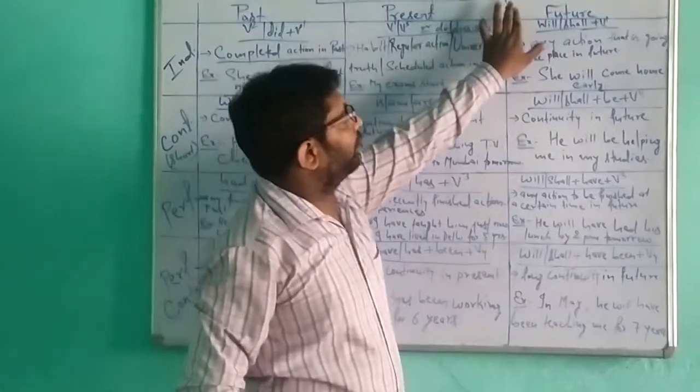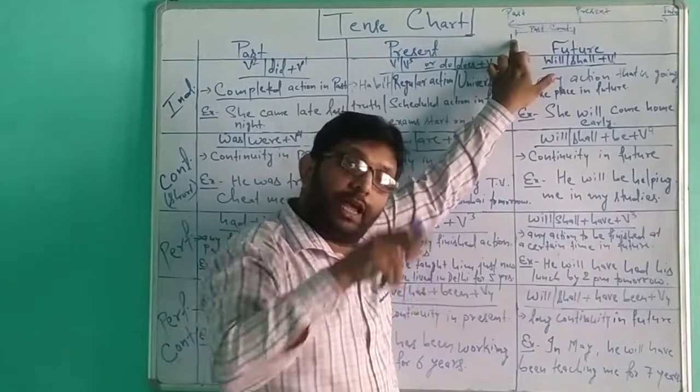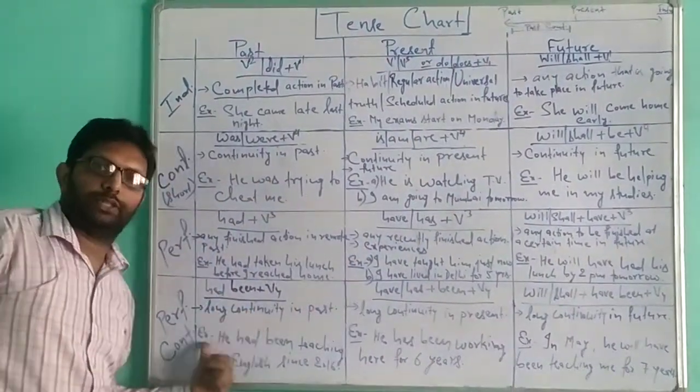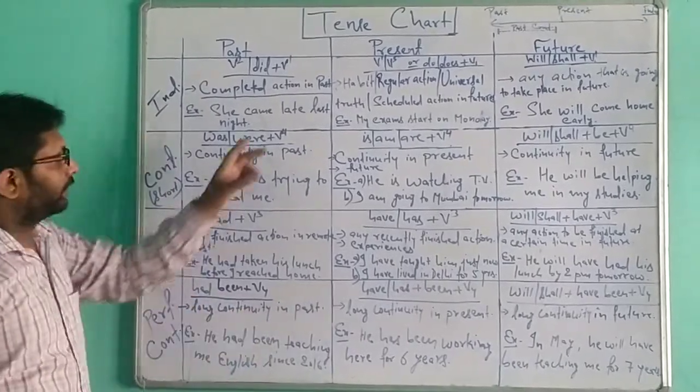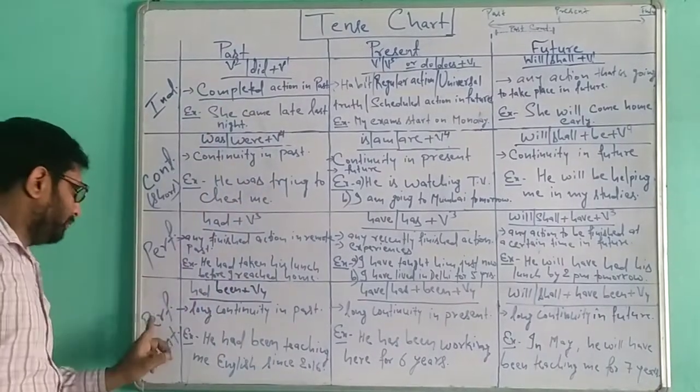It means the long continuity, the continuous action started in past and finished in past. That is expressed through past perfect continuous. It means started in past and finished in past. It did not reach present tense. That's why it is called past perfect continuous tense.